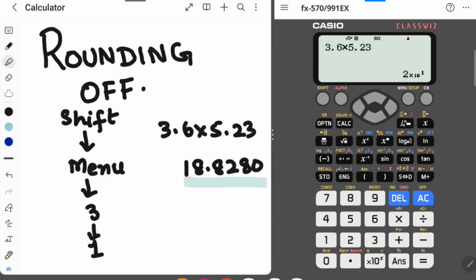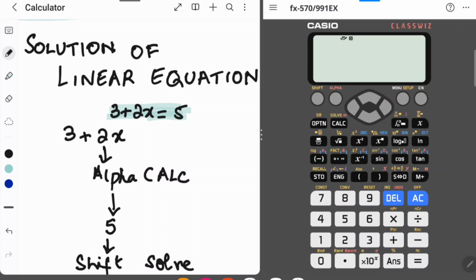So I just told you about the angle unit, and then rounding off to decimal places, significant figures, and normal also. So all these operations you have understood in this. All right, the next thing is solution of linear equations.